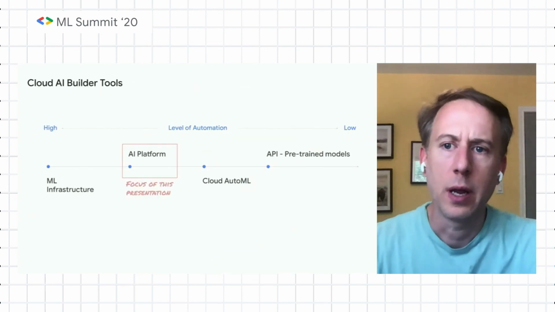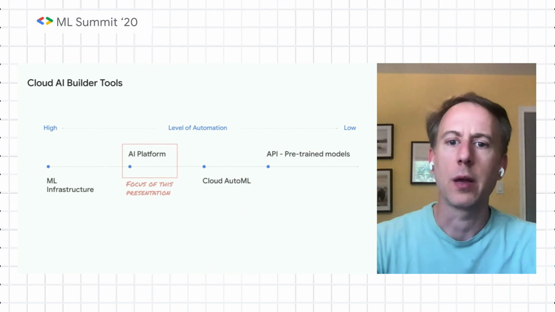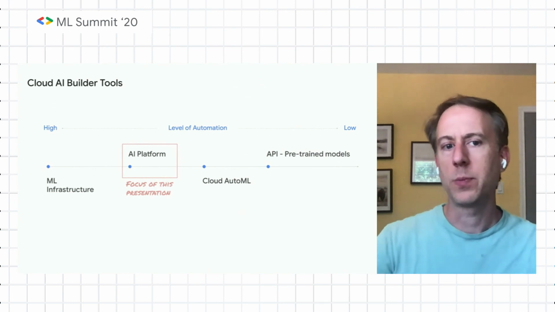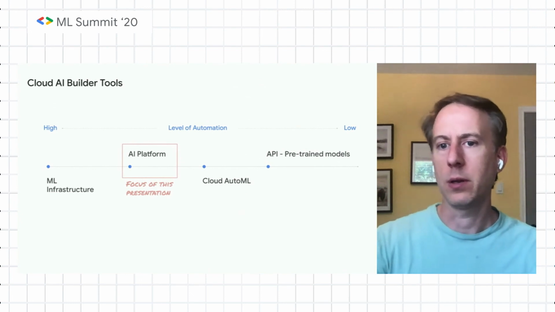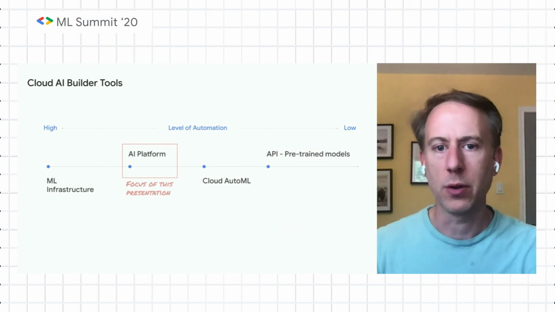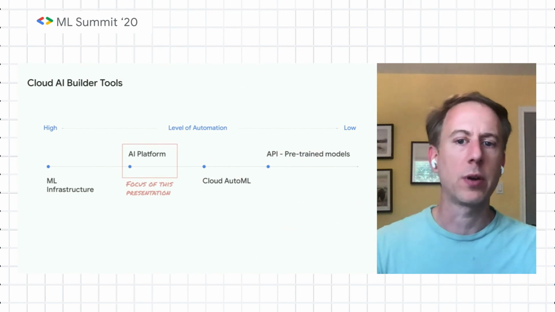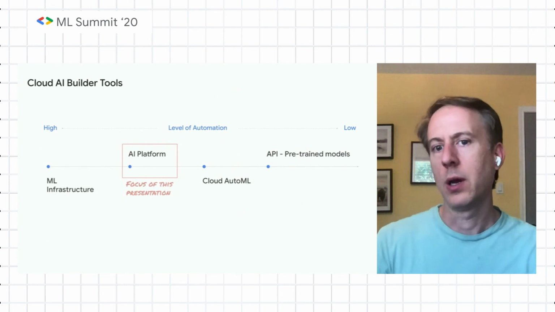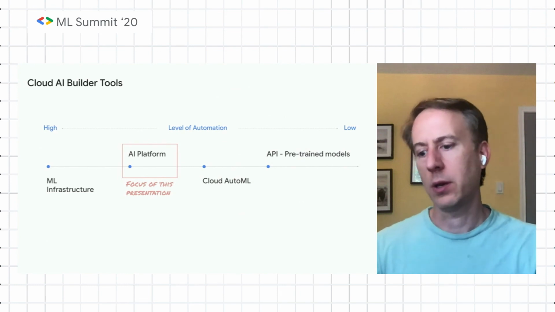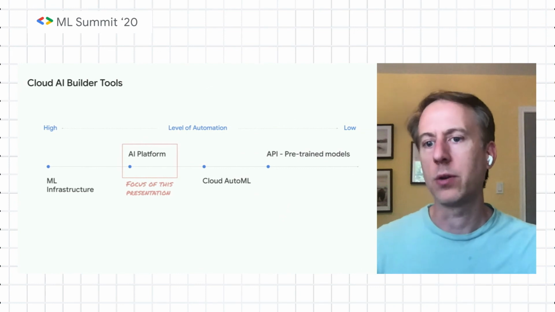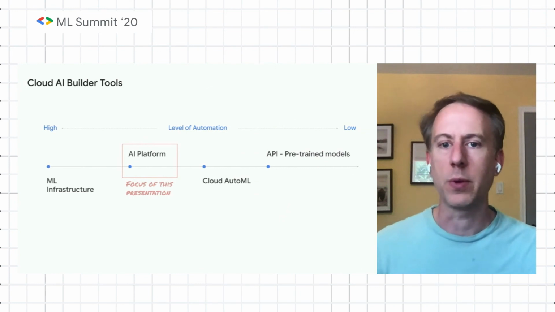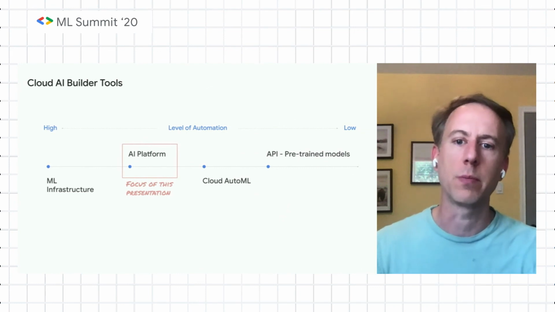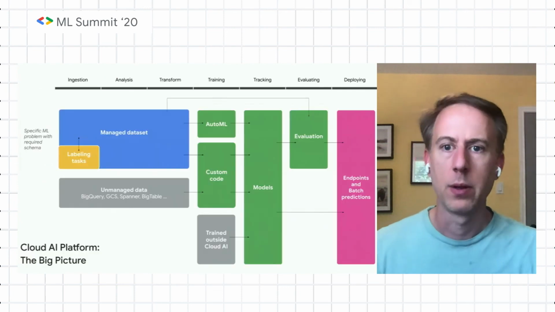So what you're going to see today is focused on the AI platform. There's a wide spectrum of different levels that you can work with machine learning on Google Cloud. We're going to be talking about the AI platform, which provides tools. It's not AutoML, nor is it at the lowest levels of working directly with infrastructure like GPUs, but it's a set of tools to enable you to build models with TensorFlow.